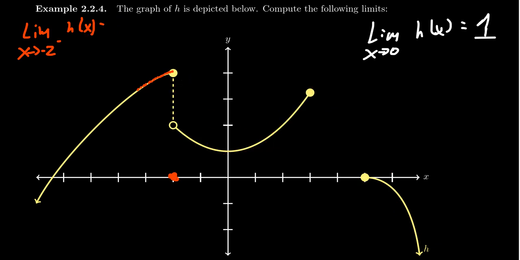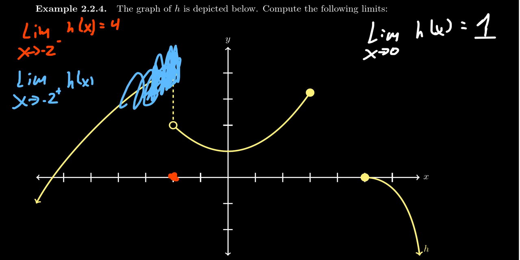Let me put that back on the screen. I'll just erase this. If we go the other way around, if we want to figure out the limit as x approaches negative 2 from the right of h of x, again, totally ignoring what happens up here, if we can only see the things to the right of x equals negative 2, we're going to get closer and closer to this point right here, which looks like y equals 2. The limit from the right is going to be 2. The limit from the left is going to be 4.